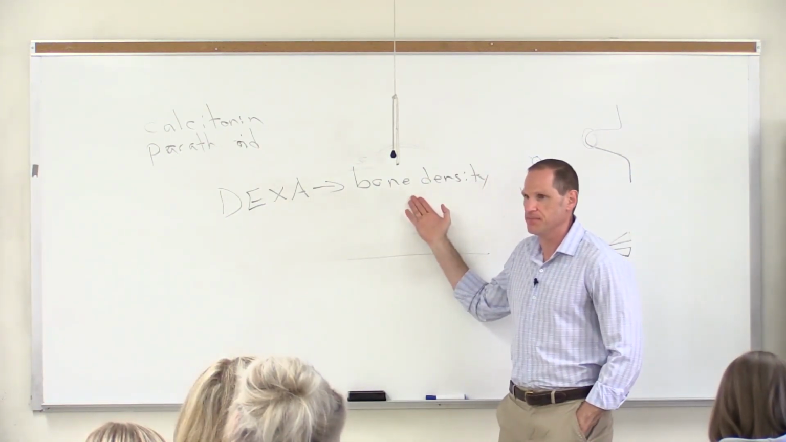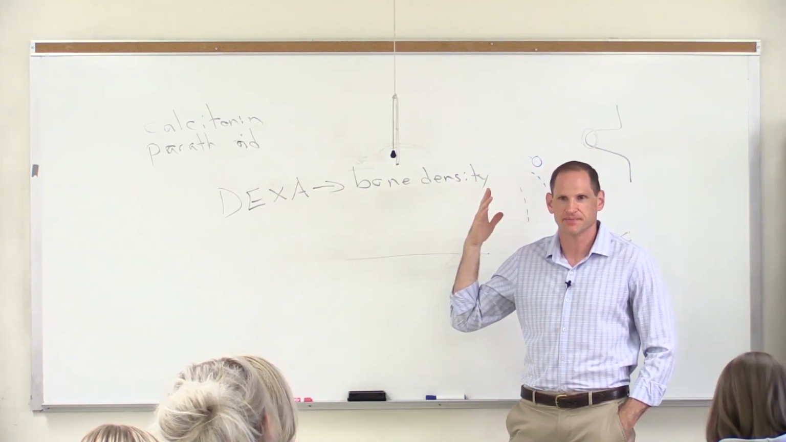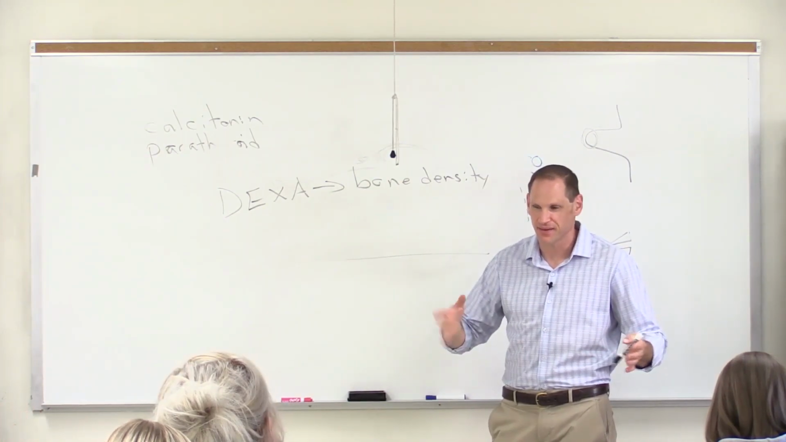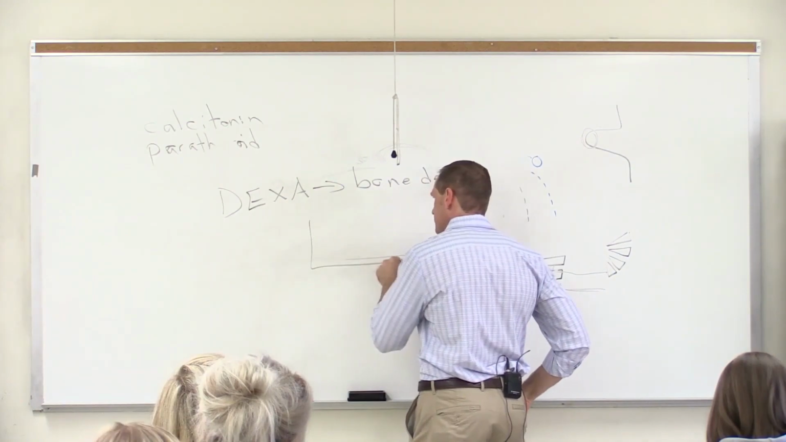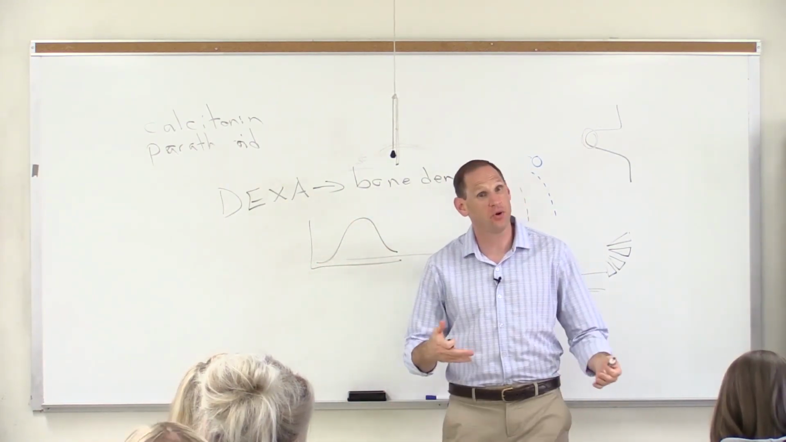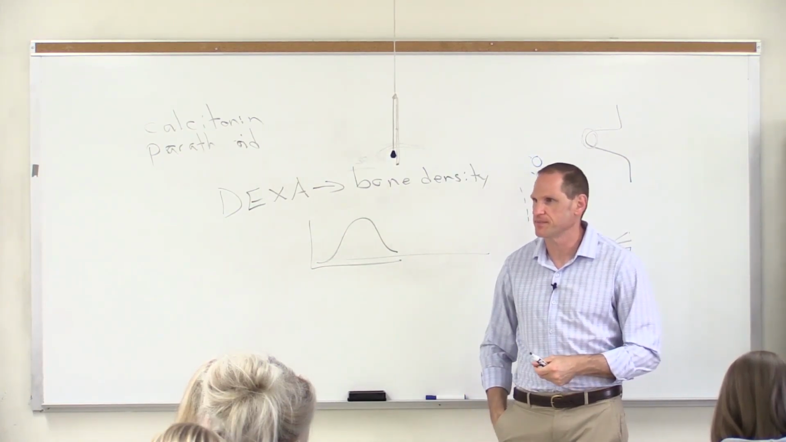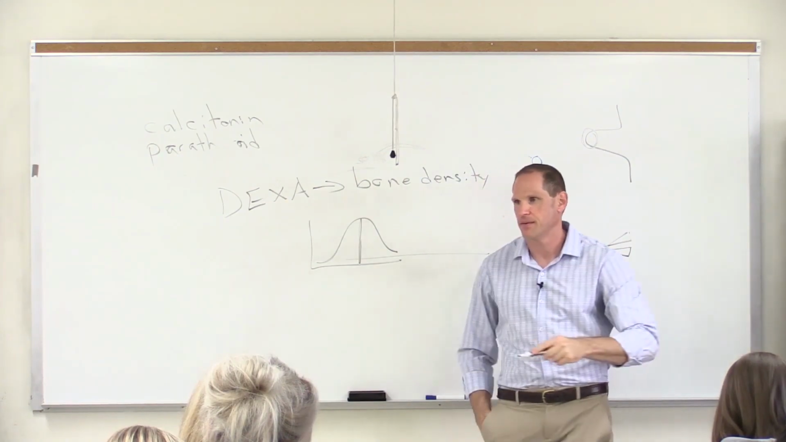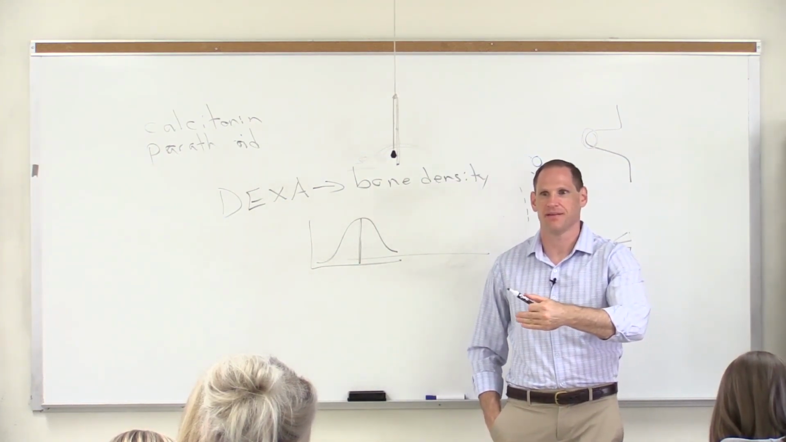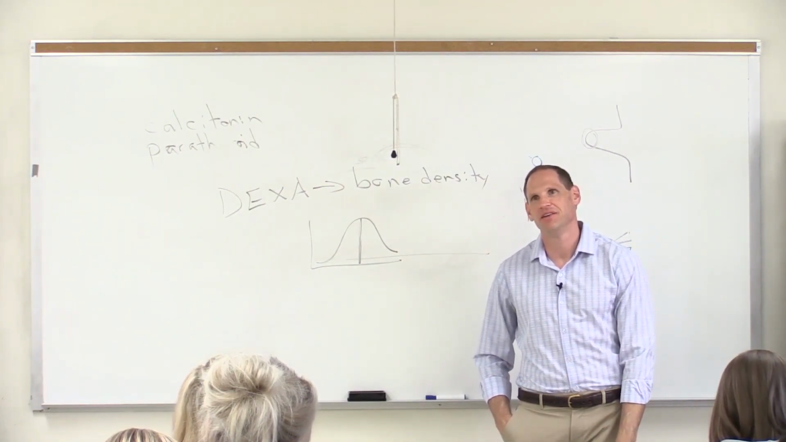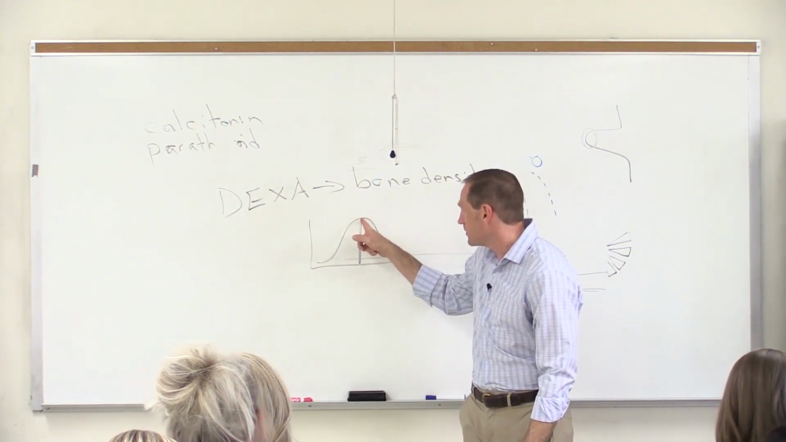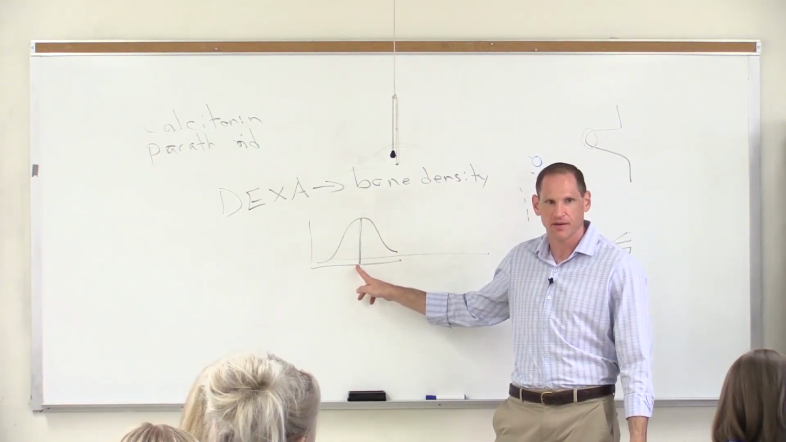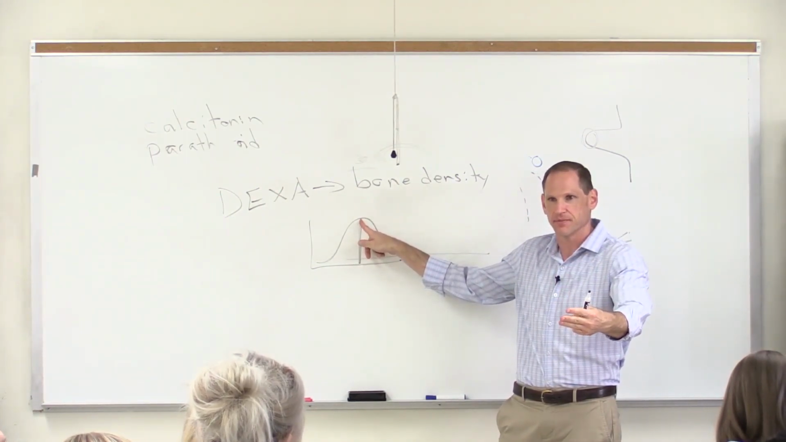So DEXA, bone density. Now, how many of you remember statistics? One person, two people? How many of you are good at math? What's it called when you have something that looks like this? A normal distribution. And what's special about a normal distribution? Well, in the center, three things are all the same. What are those three things? The mode, the median, and the mean, or the average. I don't know what that means. It means that in the center is where it's the highest. Okay, that's fine. Now, these are called measures of central tendency. The middle tends to have the mean, the mode, the median, all the same. Does that make sense? Okay.